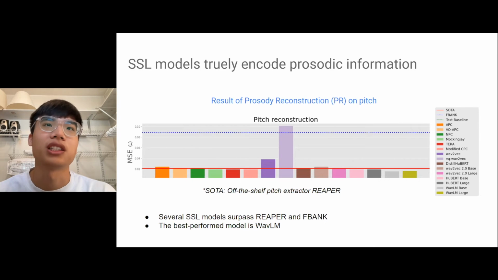From this result, we can see that several SSL models surpass Reaper and the FBANK feature, except for VQ-Wav2Vec and Wav2Vec. The best performing model is WavLM, which outperforms the SOTA by a large margin. From this result, we can conclude that SSL models store good representations of prosody information.